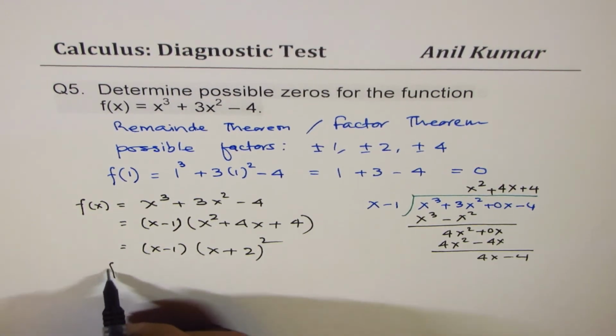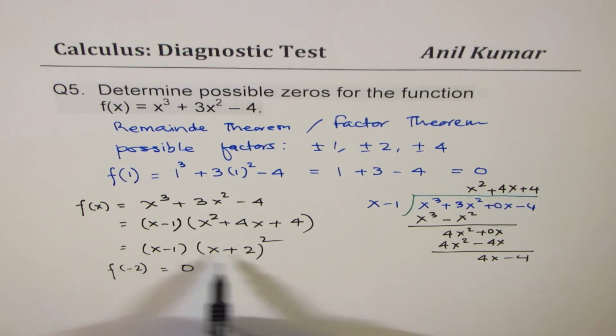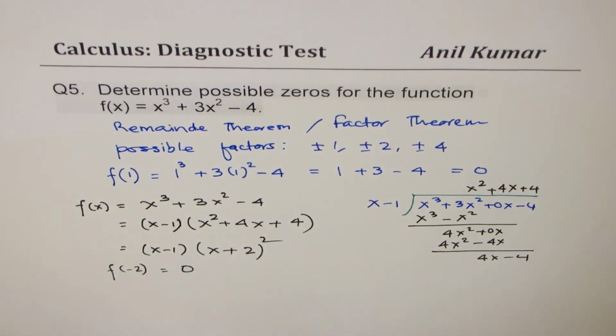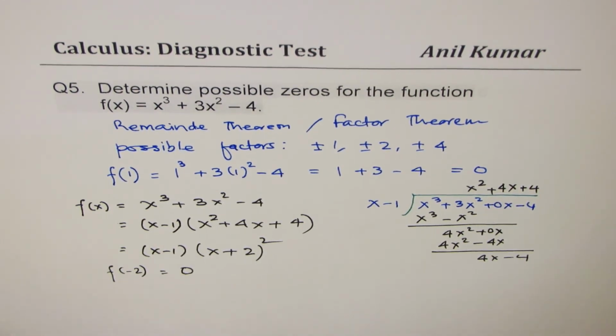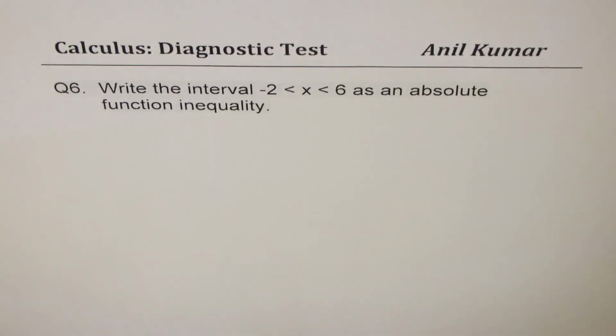Well, if you try f of minus 2, you should get 0, right? If I write minus 2 here, you do get 0. So that's the other factor. So that is how you should be factoring polynomials, and that's a technique which you should always remember, right? So I'll stop here now and I'll take up these questions in part 2.